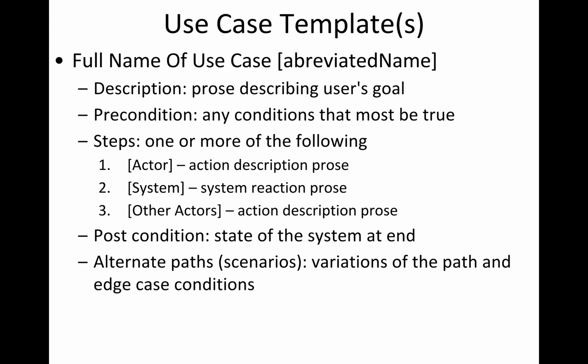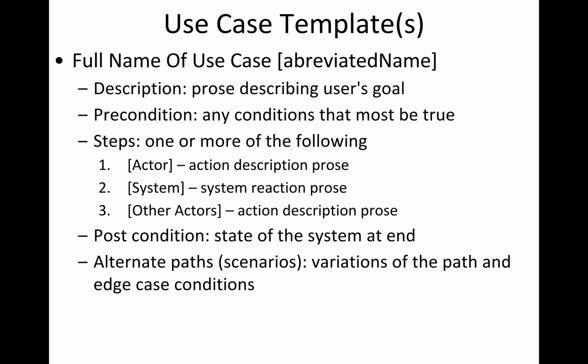So that leaves some leniency for the developers to decide how they're actually going to implement the user interface. This describes the goal, but doesn't describe how it's actually implemented. Make sense? Finally, at the end, you might have a postcondition. What is the state of the system after having gone through all these steps?